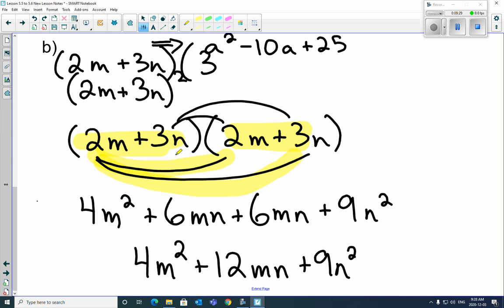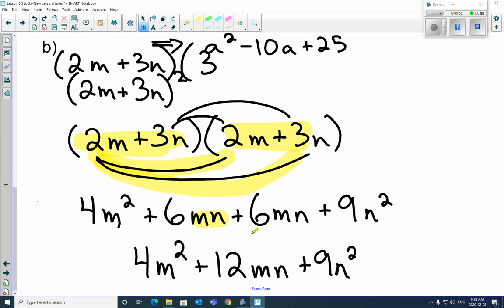Now careful on this one. This is 3n times 2m. So a lot of you will write 6nm. But you have to realize these are always going to be collected. It doesn't matter the order when you're multiplying. m times n is the same as n times m. So what we do is we just keep them the same, and then we can add them together when we collect. The last part, 3n times 3n is 9n squared. And then we can collect the two middle terms, and then we have our trinomial.